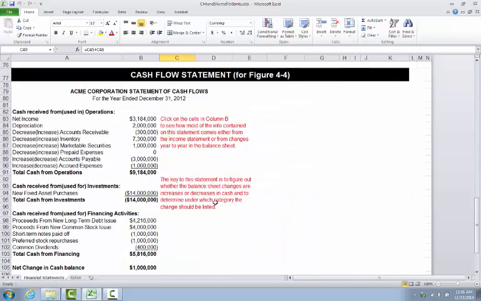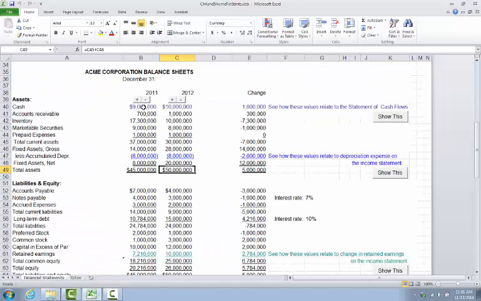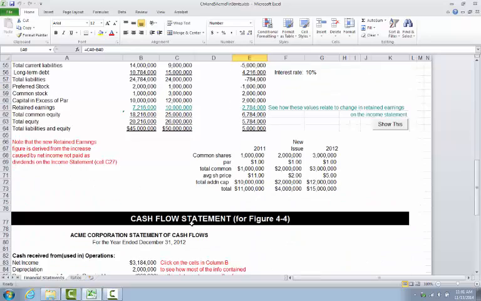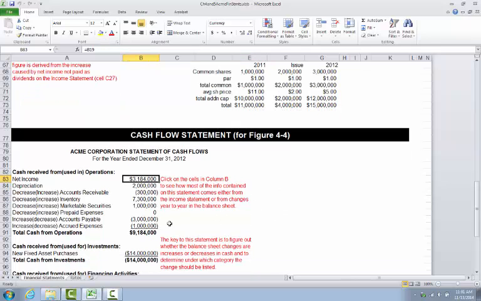Now we have the statement of cash flows. You'll notice that our cash went from $9 million at the end of 2011 to $10 million at the end of 2012. And so that's a $1 million positive change. But there's a lot of stuff behind that $1 million change number. We had $3,184,000 coming into the firm in net income.